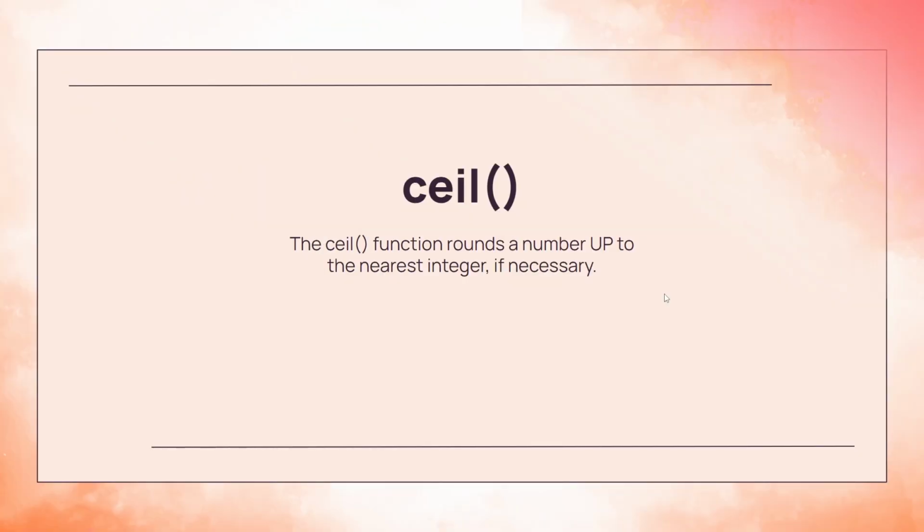The next function we have is the PHP ceil function, and the ceil function rounds a number up to the nearest integer if necessary. Basically this function is exactly the opposite of the floor function. Suppose you pass 5.1 to this function, it will return 6 because the nearest upper integer would be 6. Let me show you through a practical.